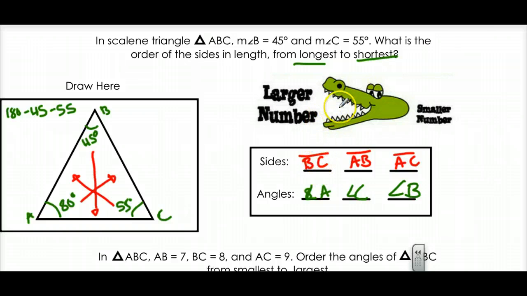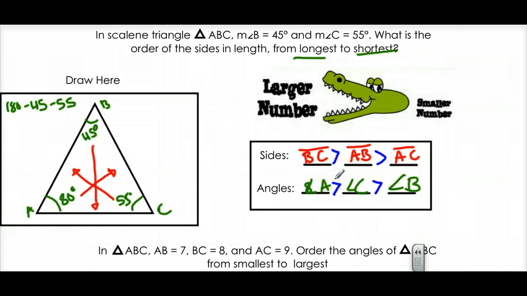So how would I use this? Well, since I listed this from largest to shortest, I know BC is greater than AB, so the alligator is going to eat BC. And I know AB is greater than AC, so the alligator is going to eat AB now. And the same thing for these. Angle A is greater than angle C, and angle C is greater than angle B. So the alligator always eats the bigger one.